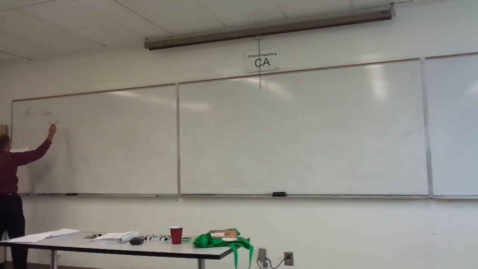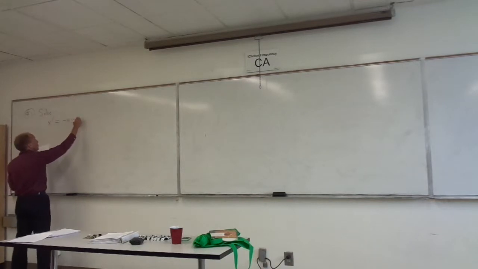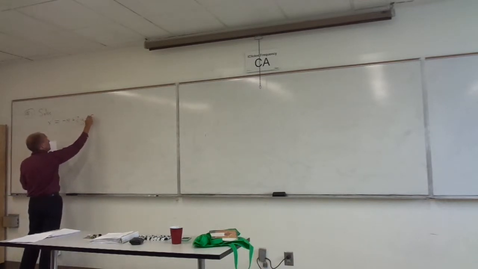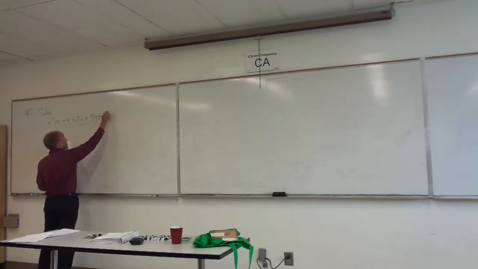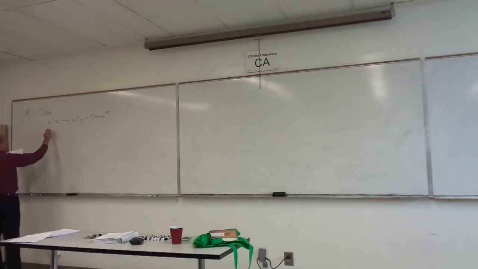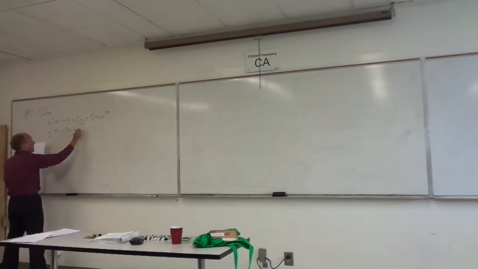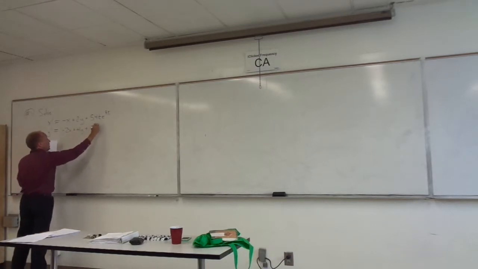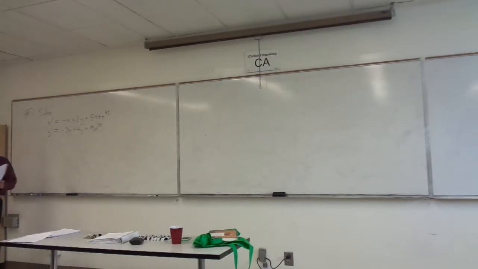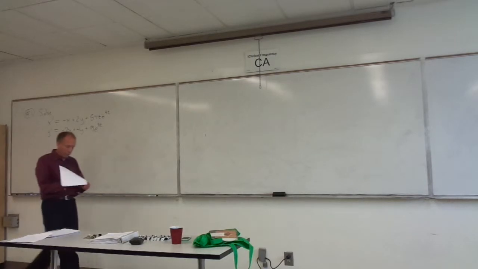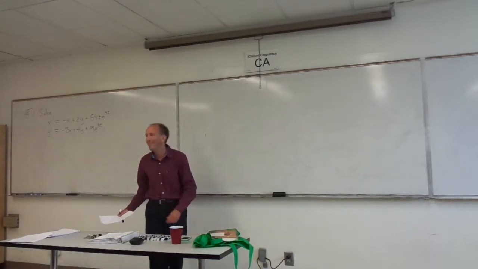x prime equals negative x plus 2y plus 54t e to the 3t, and y prime equals negative 2x plus 4y plus 9 e to the 3t. So I give you that. Okay? So help me out. What's your first reaction?